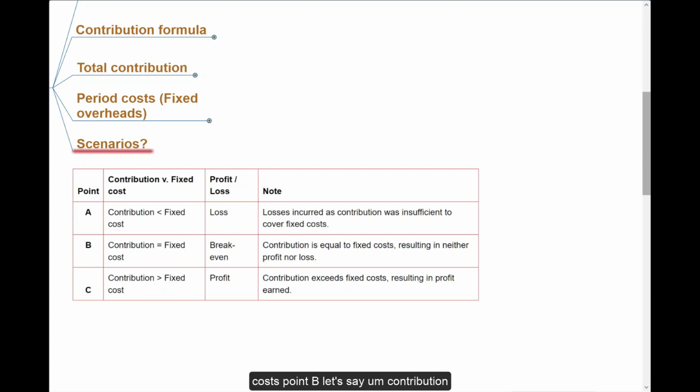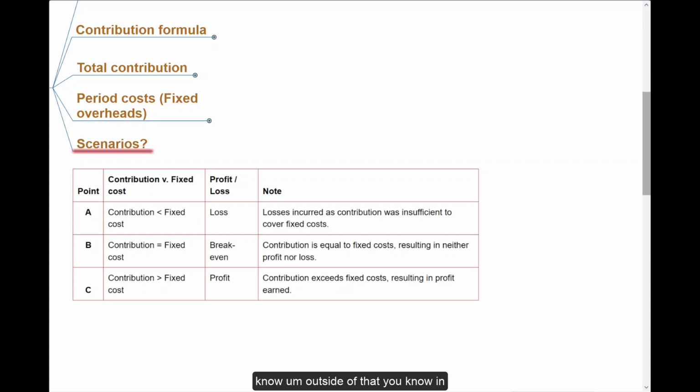Point B, let's say contribution is equal to fixed costs. Note that we're referring in terms of the points to the diagram. I haven't reproduced the diagram here just because of space and indeed time. We're trying to get through the areas as quickly as we can. Now, on that basis, we have a break even. We must have a break even. It's equal to fixed costs, so we haven't got a profit and we certainly don't have a loss either. Point C, as you'll see if you refer to the diagram after this video, is contribution in excess of fixed costs. On that basis, we have a profit. We must have a profit.